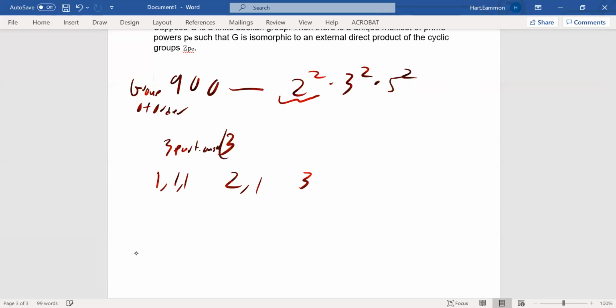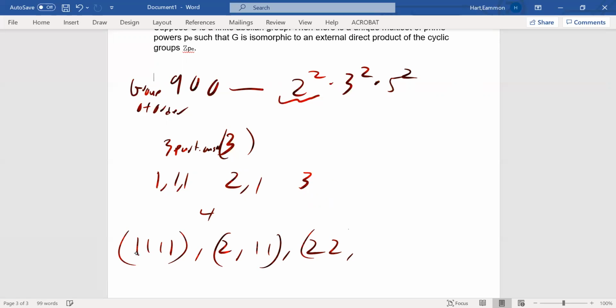What about 4? I can break them all up into 4 ones. I can break them up into a 2 and 2 ones. I can break it up into 2 twos. I can break it up into a 3 and a 1, or I can just not break it up at all and leave it as 4. So there are 5 partitions.